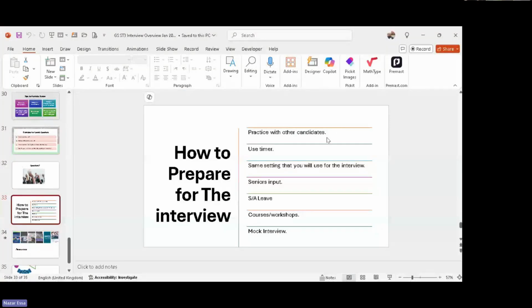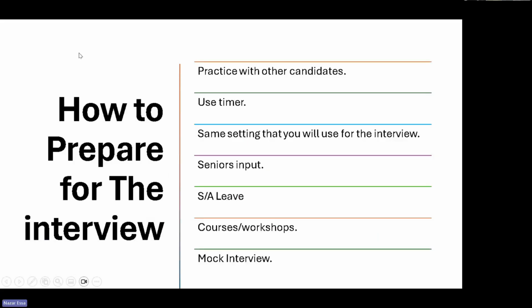Lovely. So final thought, guys, is about how to prepare for the interview. I would say make your team. Don't practice alone. This is very important. I think everyone will agree that you need to practice with other candidates. You want other candidates to comment.